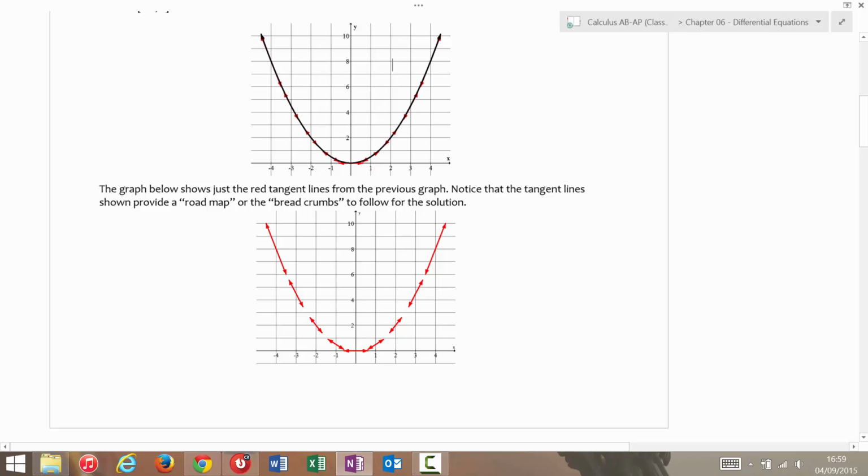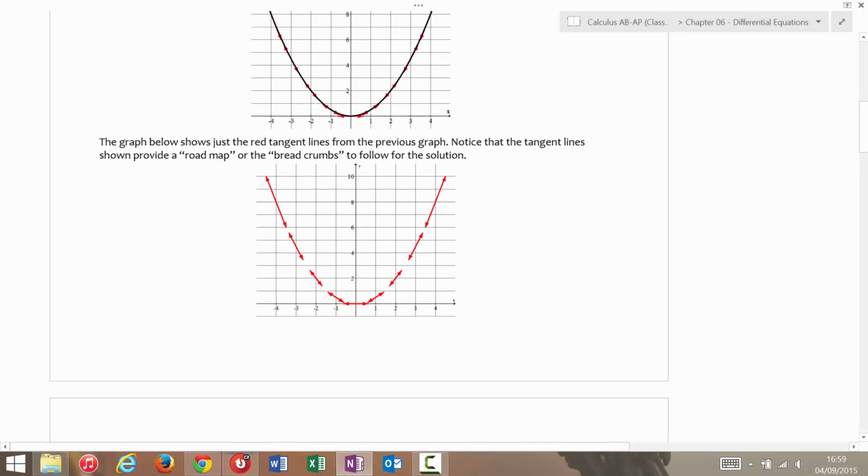One way to think about that is that this is basically showing what the graph is going to look like. What's weird is that when you look at this graph right here, you see the parabola, and yet all that's actually there are just straight lines. So that's essentially what a slope field is.